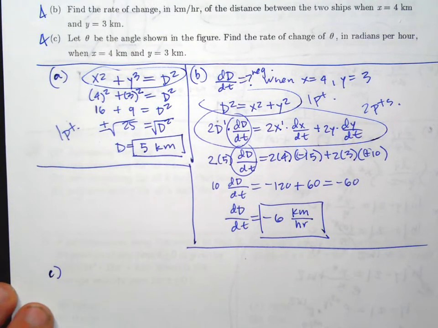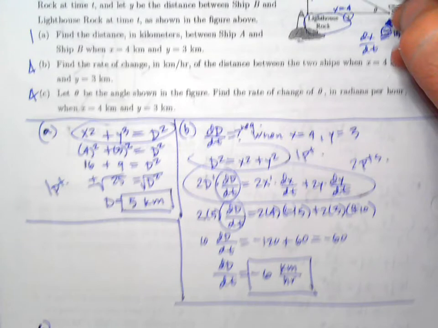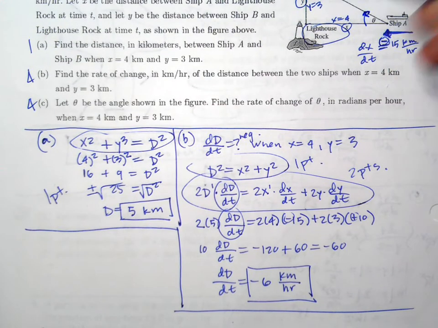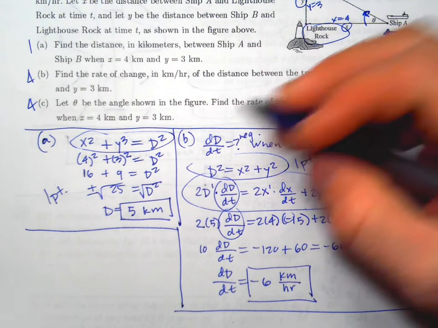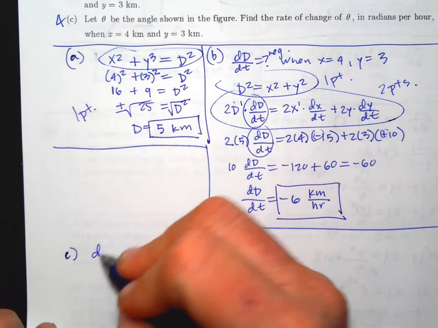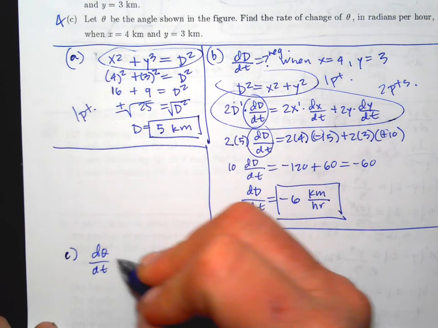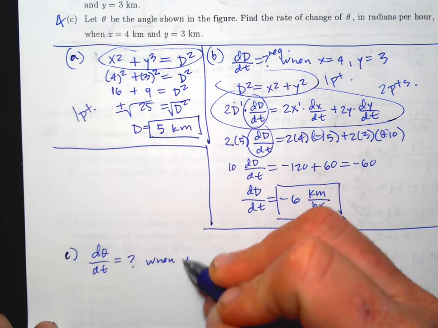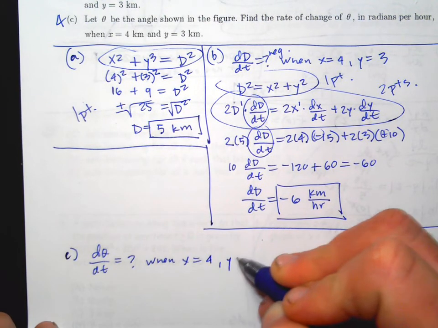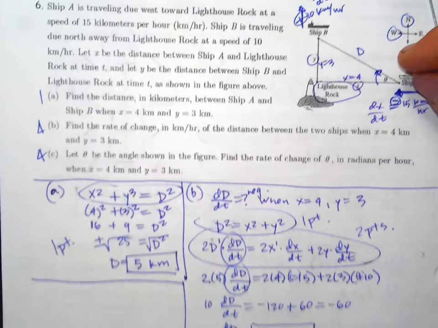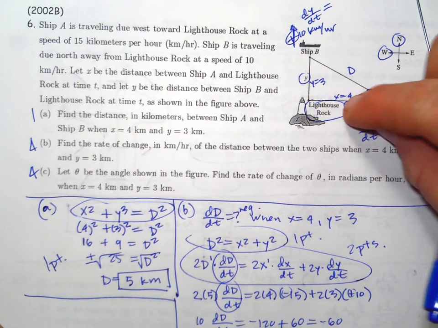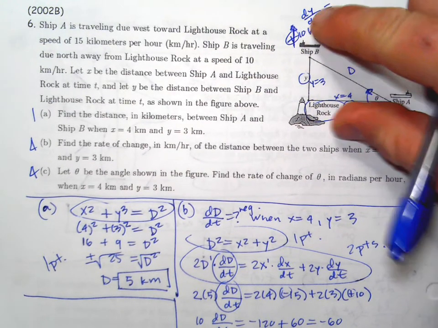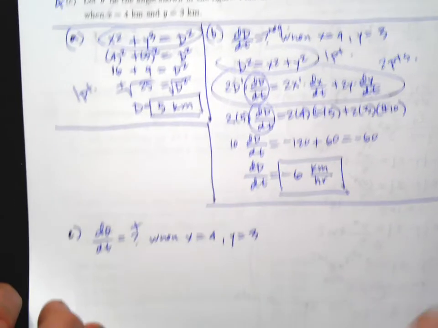Part C says, let theta be an angle, as shown in the figure. Find the rate of change of theta in radians per hour when x equals 4, y equals 3. So we're looking for d theta/dt when x equals 4, y equals 3. Now, do we expect it to be positive or negative? So ship A is coming in and ship B is going out. That angle is definitely getting bigger and bigger. So we should get a positive answer.